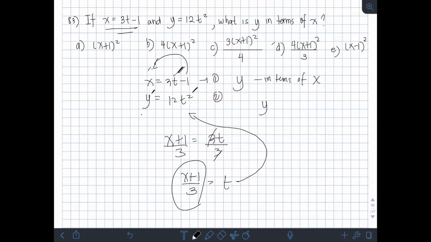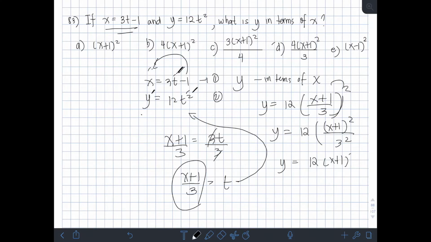So, magiging y is equal to 12 times t squared. So, yung t papalitan ko ng x plus 1 over 3, squared. So, simplify na lang natin. 12 times. So, kapag meron tayong exponent, tapos yung base natin is sa fraction, didistribute natin sa numerator and denominator. So, x plus 1 squared over 3 squared. So, magiging y is equal to 12 times x plus 1 squared over 3 squared, which is 9.